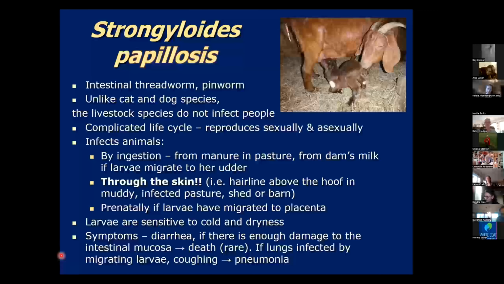And the larvae are sensitive to cold and dryness. But of course, all summer we have mostly heat and wetness. And the symptoms are diarrhea, a good chance that it'll be diarrhea. They could die from it, although most people would, I think, pick up on the signs before that. If the lungs are infected by the migrating larvae, there may be some coughing or pneumonia. So it's a pretty nasty thing.